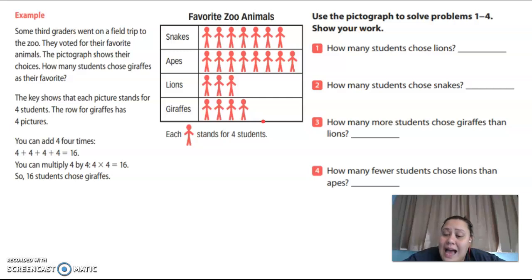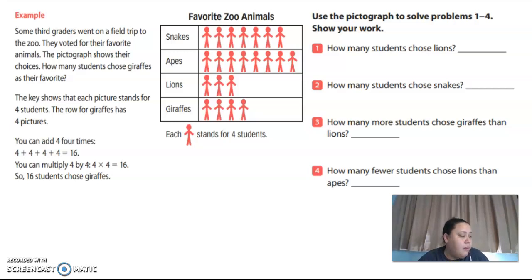Now number 4 says how many fewer students chose lions than apes. This one can get tricky, but it's just a subtraction problem, okay? Fewer is the key word for subtraction. So it says, how many fewer students chose lions than apes?